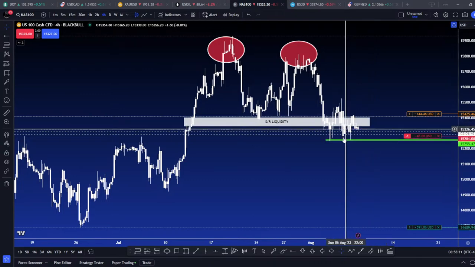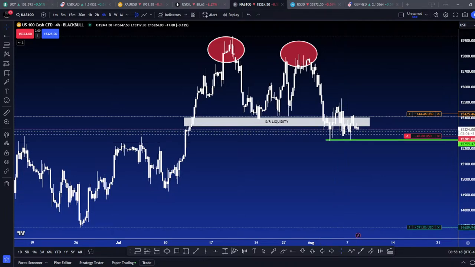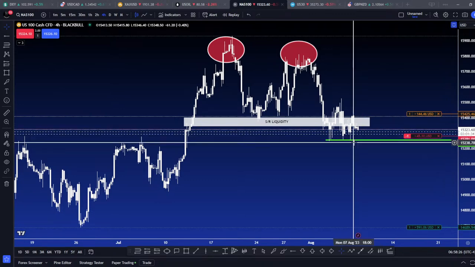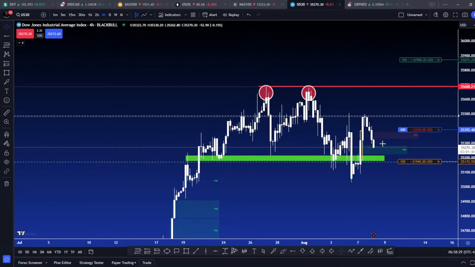But NAS, guys, looking very bullish. So set your alert past 15,243. I'll pop it in there, NAS, 15,243. Set alert. And I promise you guys, if your alert gets hit, you can kiss the baby goodnight. NAS will tank. Same for probably US 30.